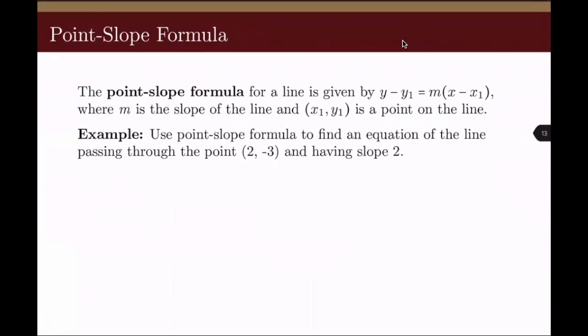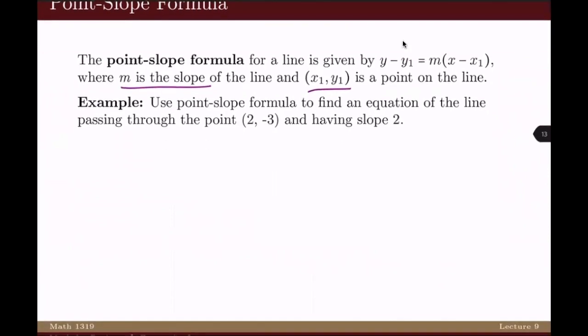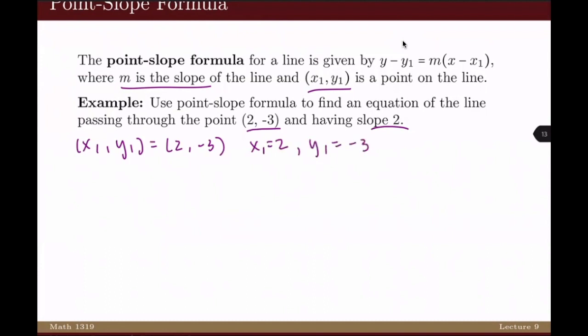The point slope formula for a line is given by y minus y1 equals m times x minus x1, where m is the slope, m is always the slope, and (x1, y1) is the point on the line. So we want to use point slope formula to find an equation of a line that passes through the point (2, negative 3) and has a slope of 2. All I'm going to do is plug all of this directly in. So my point (x1, y1) is (2, negative 3), so x1 equals 2, y1 equals negative 3. And my slope, which is m, equals 2.